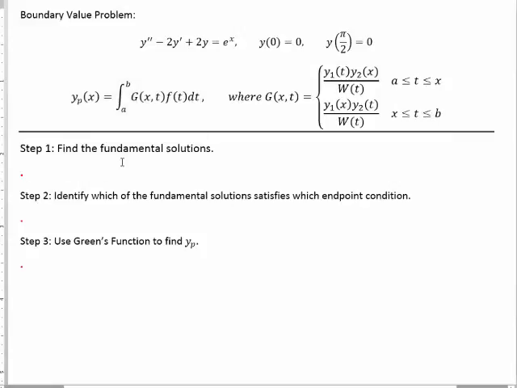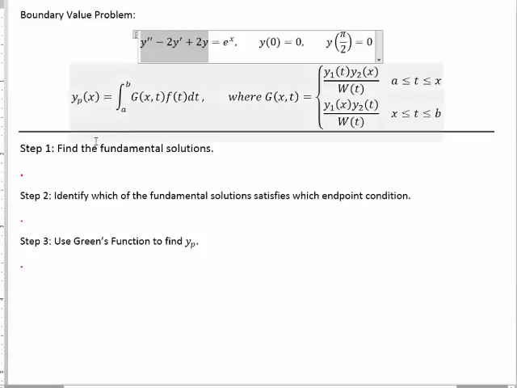So here are the steps that we need to take for finding the particular solution. We're going to need to find the fundamental solutions of the homogeneous differential equation, and then we're going to identify those functions as y1 and y2, and one of them will satisfy one boundary condition, the other one should satisfy the other boundary condition. And so that's how we're going to decide which one is y1 and which one is y2, and then we'll use Green's function to solve for the rest.